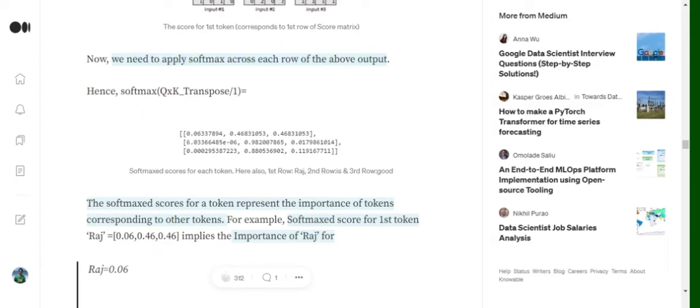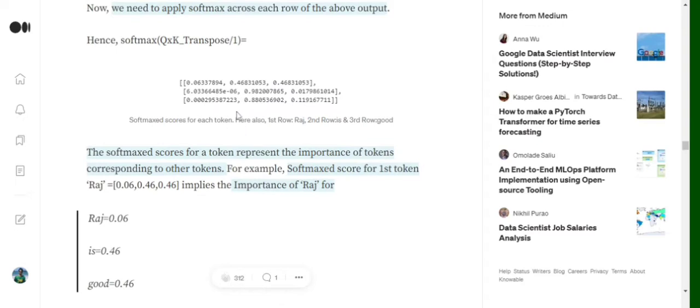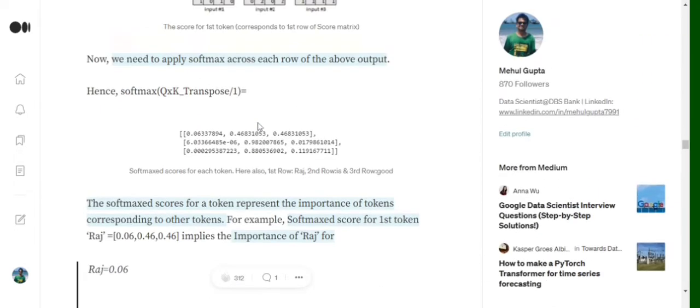So eventually, after applying the softmax matrix, we are getting this particular matrix. Multiplying the query by K transpose gives us this, and applying a softmax function over this matrix gives us this particular matrix. Now let's understand what this output means. This output means that the first token is important to the token at this particular index.